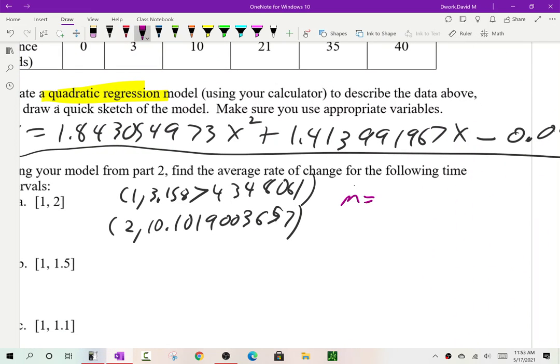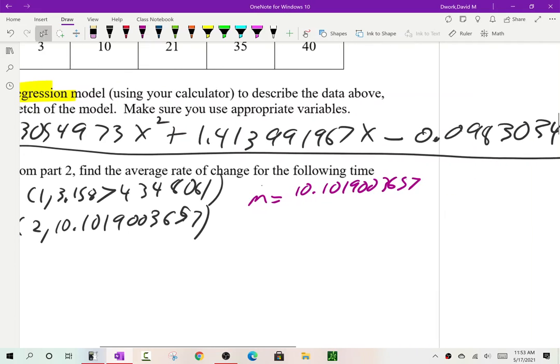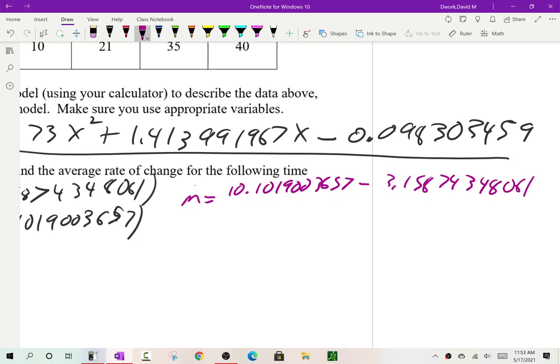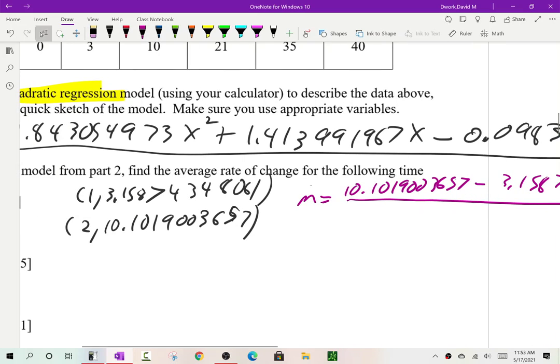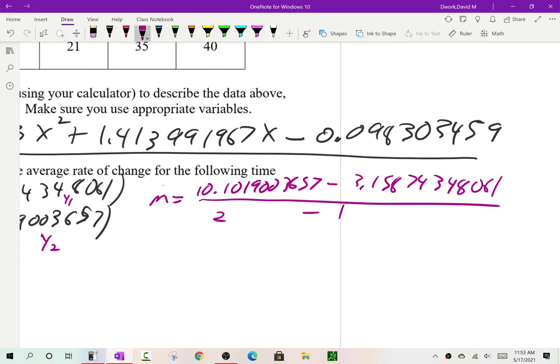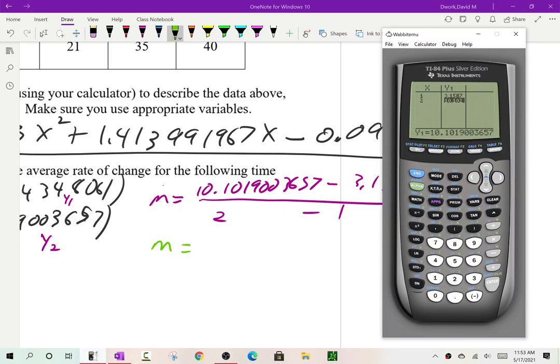How do we find our slope? Well, it would be y2, 10.1019003657, minus 3.158743488061, divided by, so that was y2 and y1. Now I need to subtract x2, so that would be 2, minus x1, so that would be 1. Okay, this is not going to be fun. This is definitely not going to be fun, so I'm going to cheat.